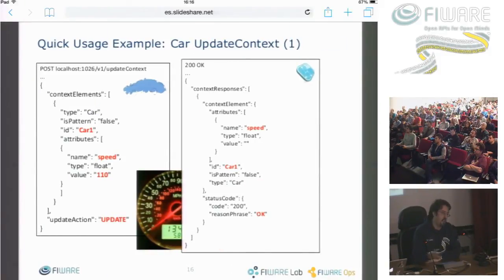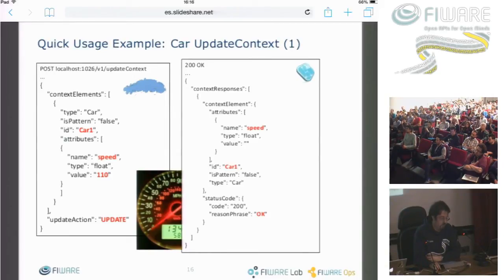So imagine that once the entity has been created, the car continues moving through the city, and of course the speed will change. The new speed that the sensor is measuring is a new value, which is 110. So in that moment, the context producer installed in the car will send another operation to ContextBroker to update that information, to change the value of the attributes in the internal representation of the context that the ContextBroker stores.